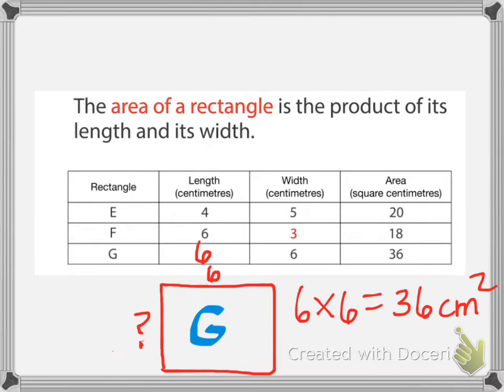Hopefully this little video has given you a better understanding of area. And remember, if you're using a rectangle, the formula for area is length times width.